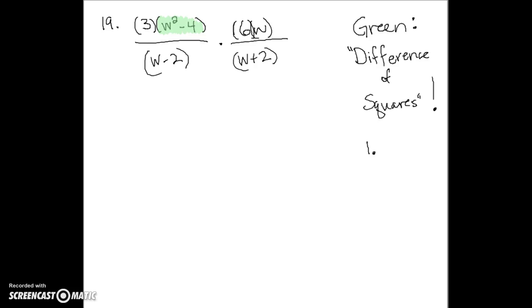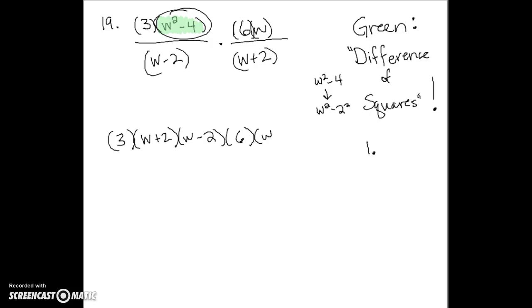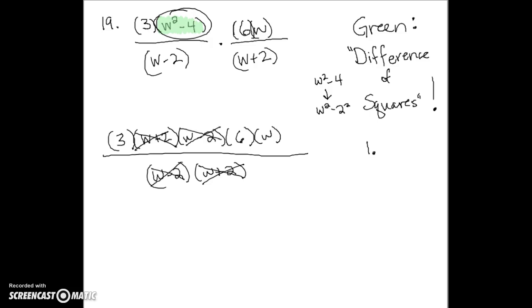Remember that w squared minus 4 can be written as w squared minus 2 squared. So that means this part, when we factor it, becomes w plus 2 and w minus 2. Writing it all on the top, and then everything we have on the bottom is w minus 2 times w plus 2. Now we can do our canceling. W plus 2 matches up with w plus 2 on the bottom. W minus 2 on the top matches up with w minus 2 on the bottom.